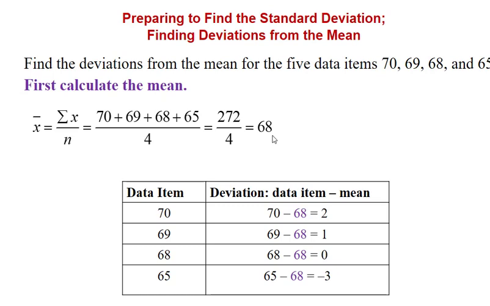So now what we're going to talk about is the standard deviation. The mean of the ages of these presidents is 68. But our first president was 70, so that was 2 years older than the mean. The second one was 69, which is 1 year older. The last one was 65, which is 3 years younger.